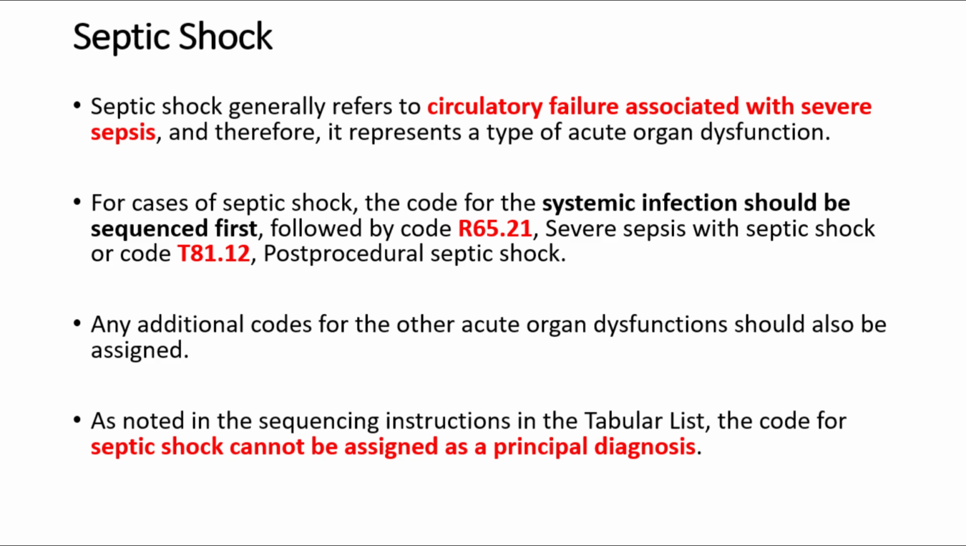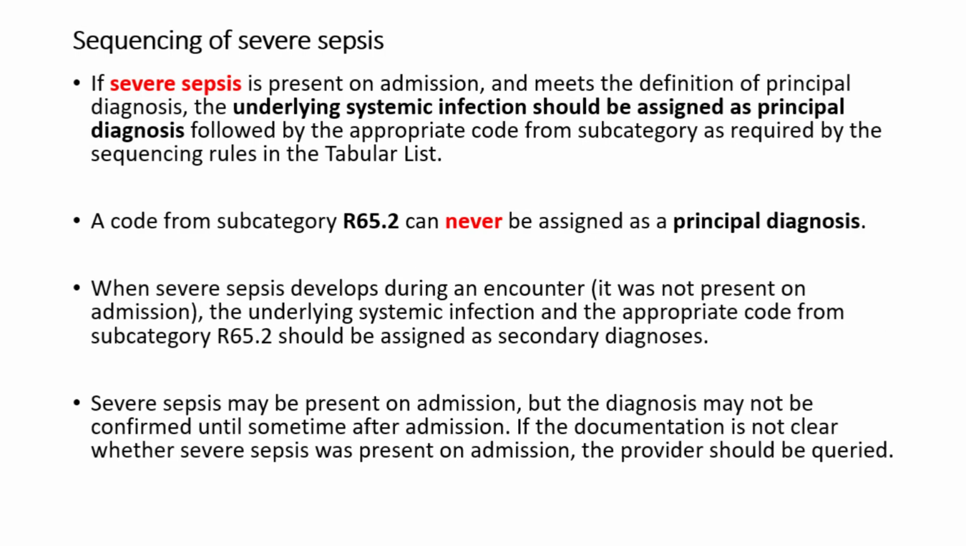As noted in the sequencing instructions in the tabular list, the code for septic shock cannot be assigned as a principal diagnosis. If severe sepsis is present on admission and meets the definition of principal diagnosis, the underlying systemic infection should be assigned as principal diagnosis, followed by the appropriate code from subcategory R65.2 as required by the sequencing rules in the tabular list. A code from subcategory R65.2 can never be assigned as a principal diagnosis.